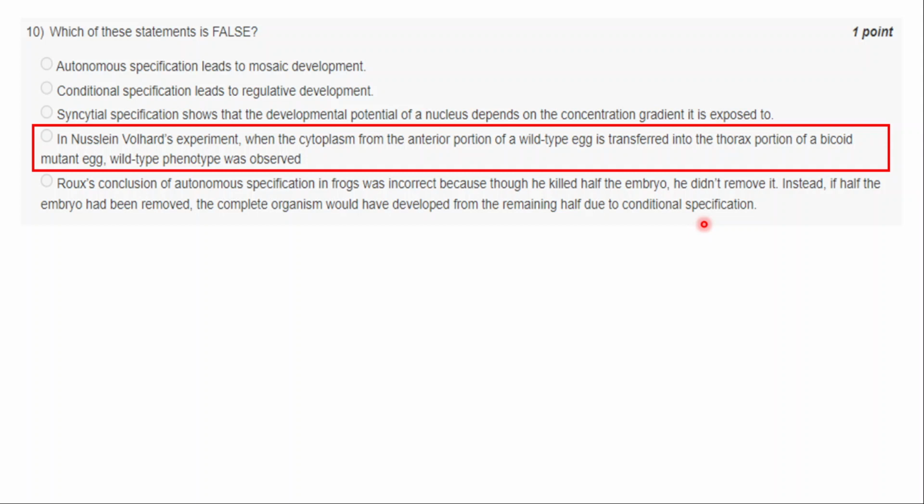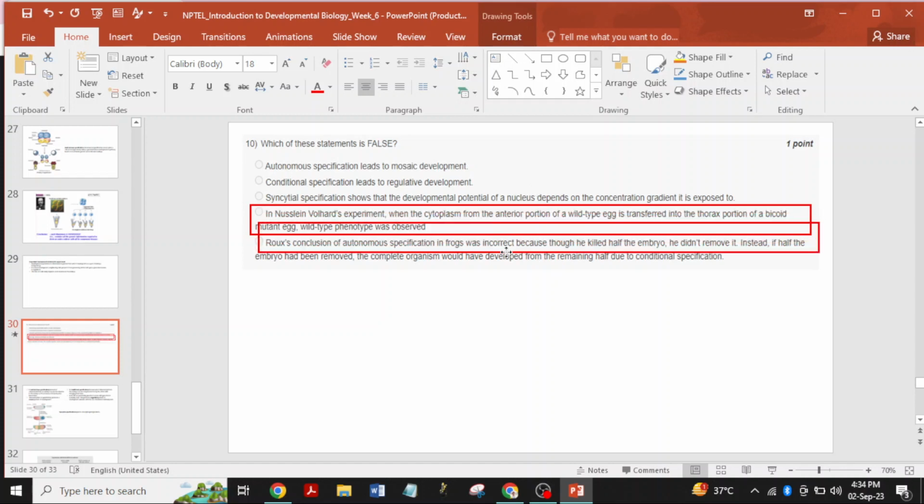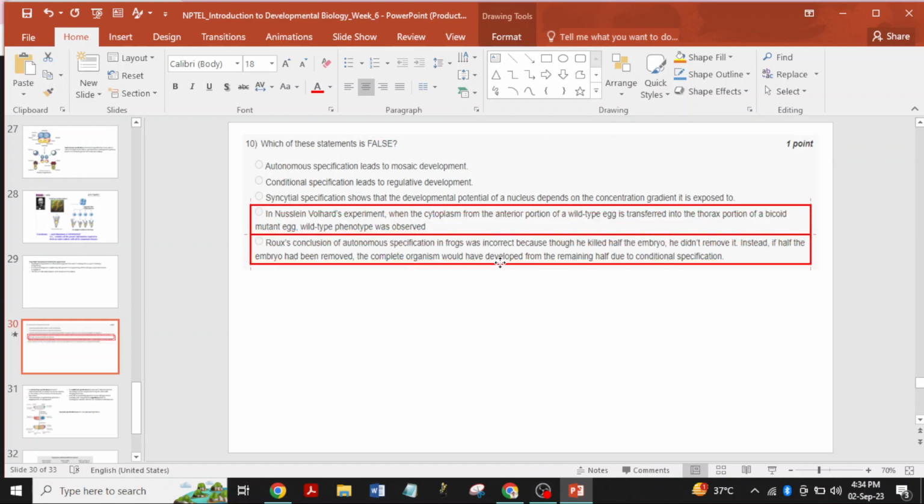While the fifth statement is also a correct answer, which I think I haven't marked. Now that I've noticed it, I'll just mark it right now.